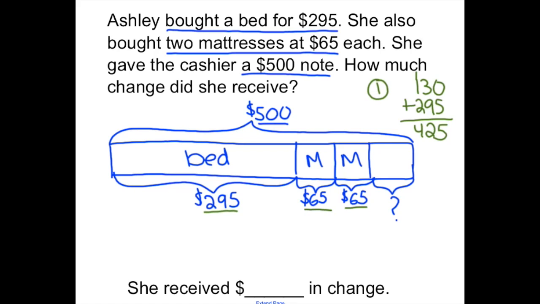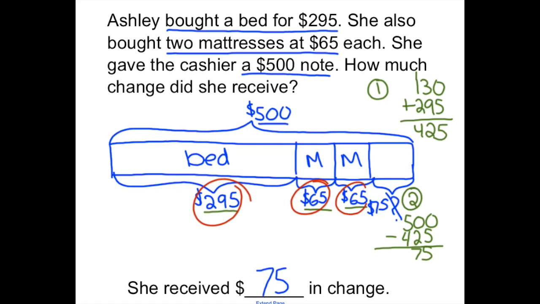That equals 425. My second step is going to be to subtract 425 from 500. When I subtract, I get 75. So I need to cross out my question mark and write $75 in its place. My last step is always writing my answer in the sentence. She received $75 in change. Now, if I want to check this problem, I can add together all of these parts, and what should I get? The whole amount up here.